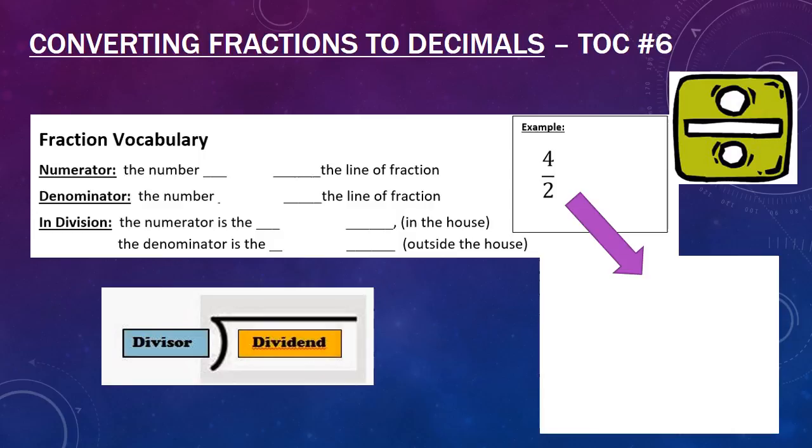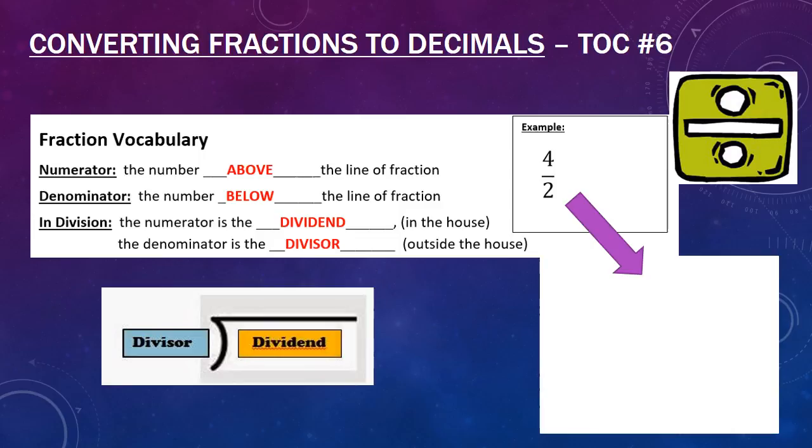The numerator is simply the number above the line of the fraction, and the denominator is the number below the line of the fraction. And in division, when we divide fractions to turn them into decimals, the numerator is going to be the dividend, or the number in the house, and the denominator is the divisor, or the number outside of the house.